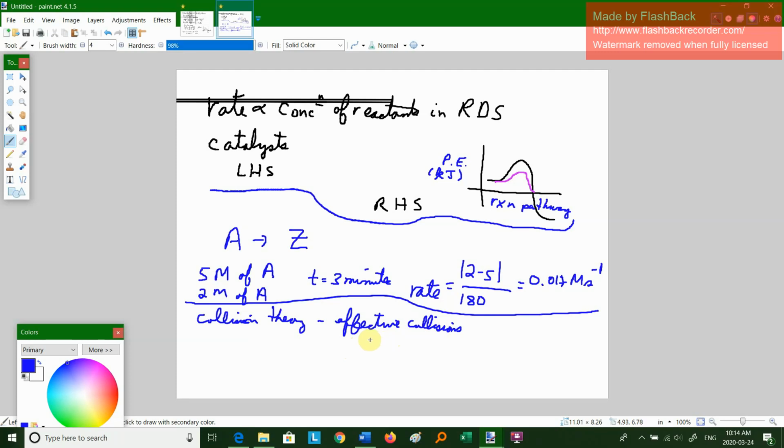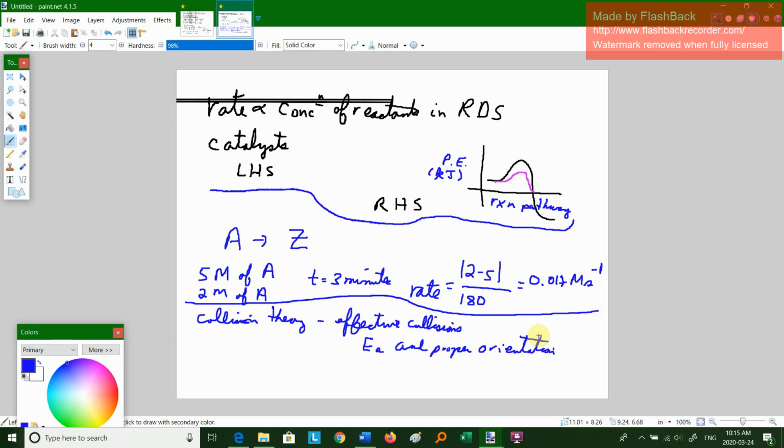So effective collisions, you need activation energy and proper angles of attack, proper orientation. And we drew some drawings about that on page 13 and a bit on 14 and on 15.